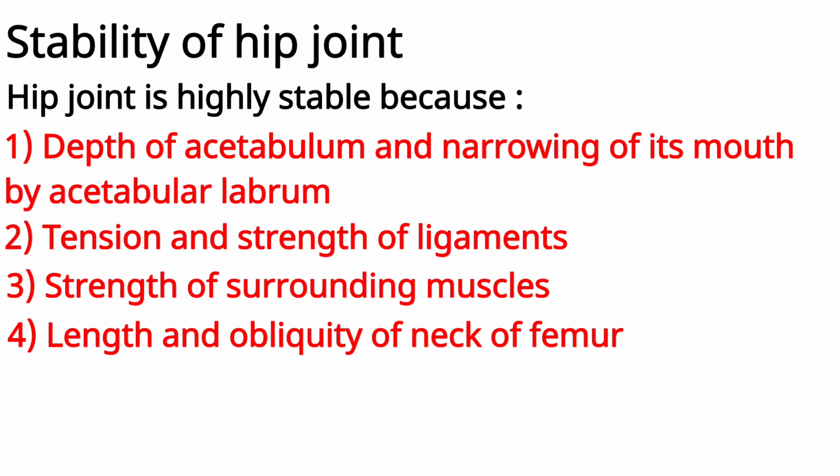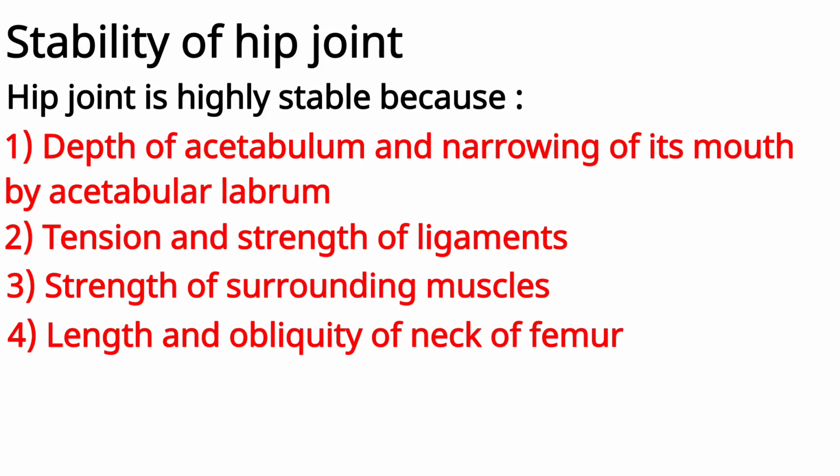Okay, now moving on to a very small important topic, which is stability of the hip joint. The hip joint is very stable and it also surprisingly provides a wide range of movements in our body. Normally there is a rule that if a joint is stable, it won't provide many movements, and if a joint provides a wide range of movement, it won't be stable. But the hip joint is kind of an exception because it is highly stable and it also provides a wide range of movement, unlike our shoulder joint.